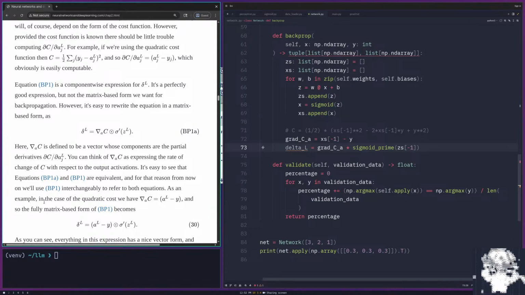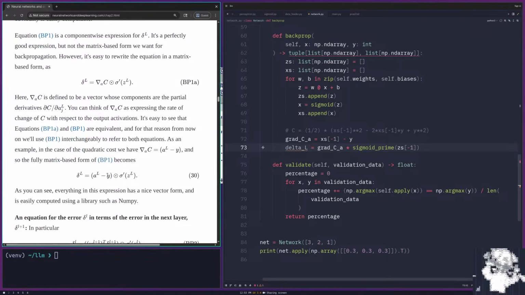As an example, in the case of the quadratic cost, we have grad of a C equals a minus y, and so the fully matrix-based form of BP1 becomes delta L equals a^L minus y, Hadamard product, sigmoid prime of z^L. Yes, that is what we're doing. As you can see, everything in this expression has a nice vector form and is easily computed using a library such as NumPy.